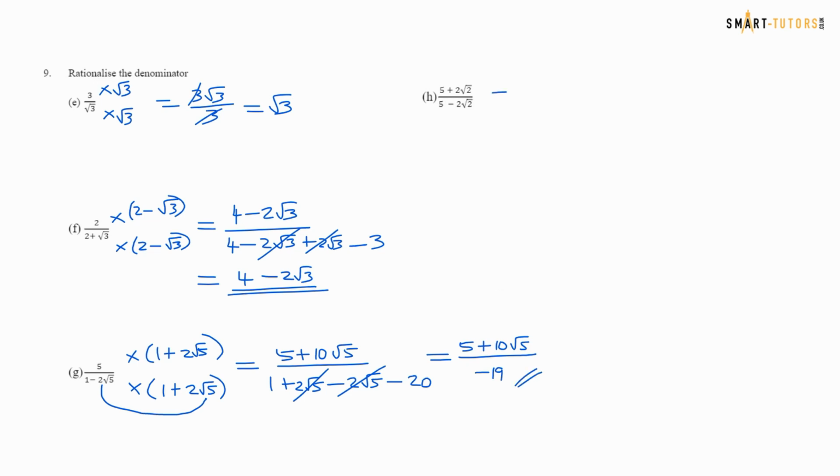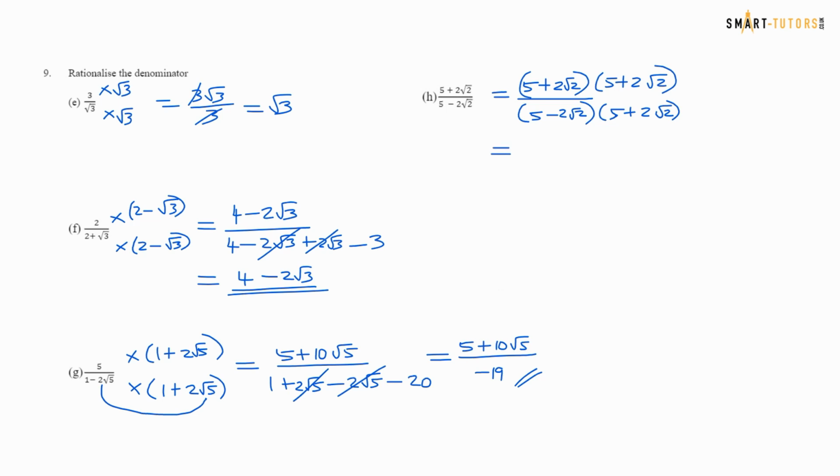H is 5 plus 2 root 2 and 5 plus 2 root 2. Why am I selecting the 5 plus 2 root 2? Because 5 minus 2 root 2 is the denominator, and we need to choose the 5 plus 2 root 2.